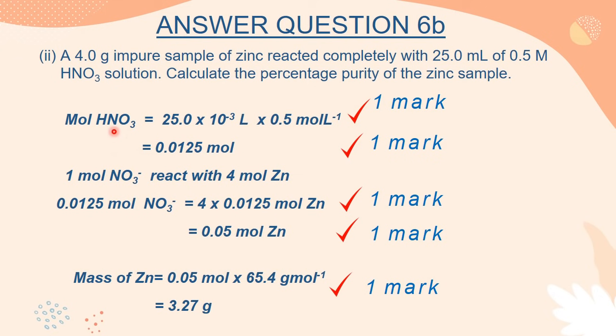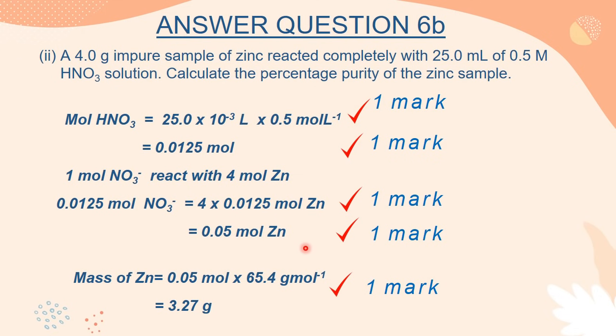So you get mole of nitric acid equal to 0.0125 mole. Okay, and then we will compare with equation. So from balance equation, we get 1 mole NO3- react with 4 mole of zinc. So if we have 0.0125 mole NO3- mean we have 0.05 mole zinc.